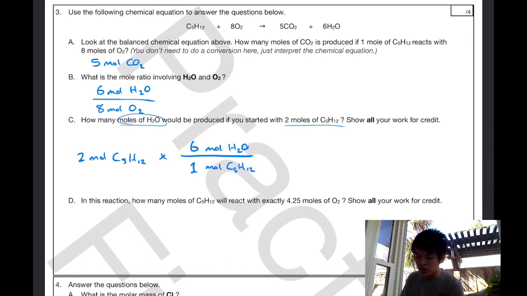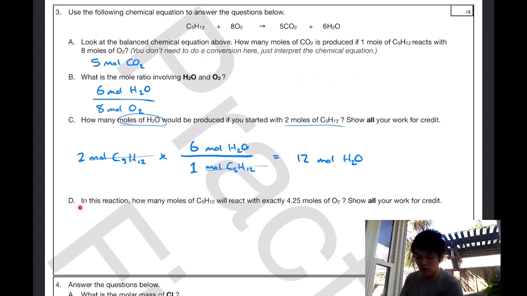The unit that cancels out here is moles of C5H12. We are left with moles of H2O, which is what we want. So we can throw in our equal sign. We're starting with 2, we multiply by 6. 2 times 6 is 12. And if you really think about it, does this make sense? If we're starting with 1 mole of C5H12, how many moles of H2O are we making? We're making 6. If you start with 2 moles of C5H12, it's going to be double the amount, so yes, it's going to be 12.